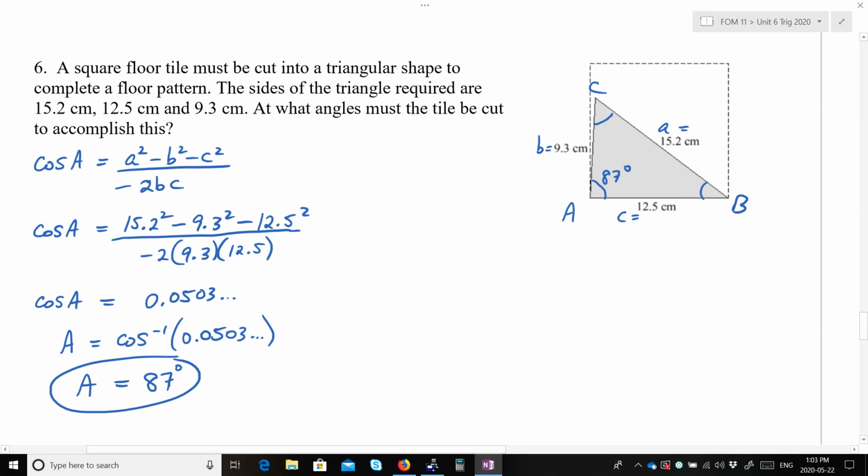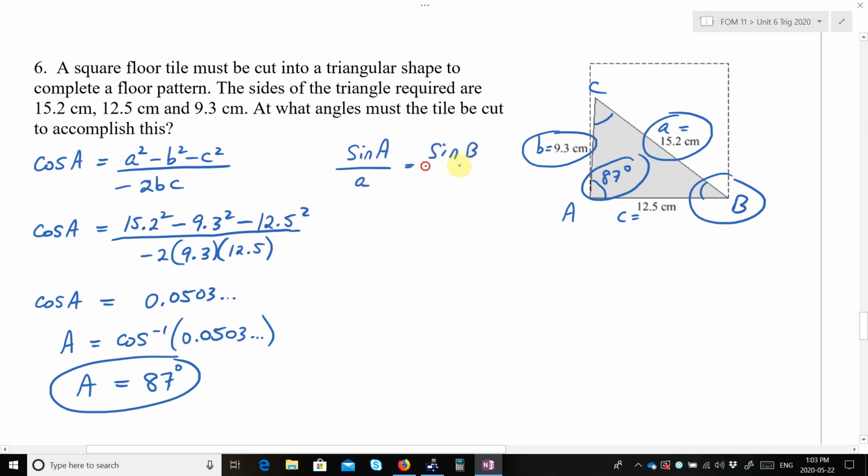And now that we know an angle in there, guys, and we know all three sides, we can now use the sine law to get one of the other angles. So we don't have to use the cosine law again if we don't want to. If you want to use the cosine law, you can. But we now have an angle-side relationship, and we have another side here, so we can get angle B using the sine law. So I'm going to go sine A over A equals sine B over B.